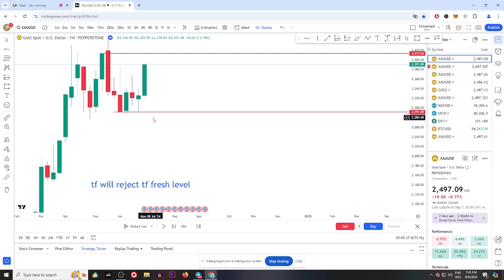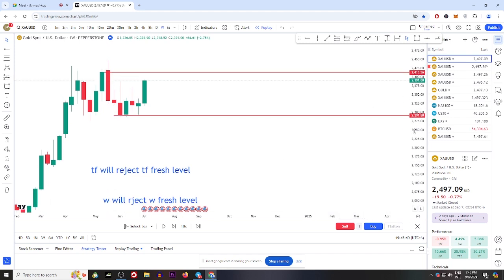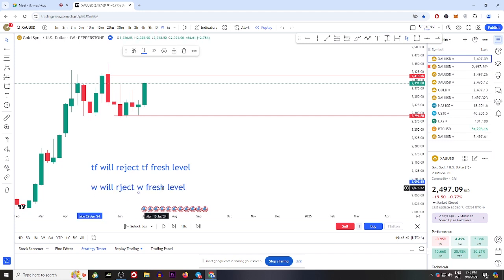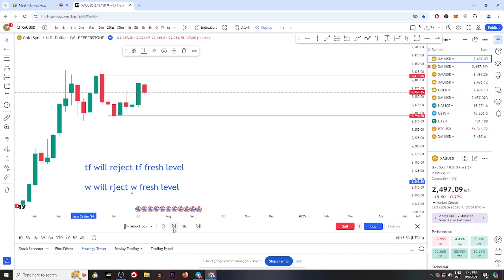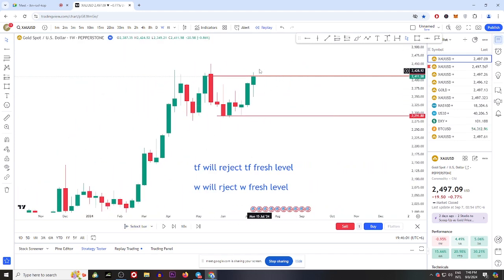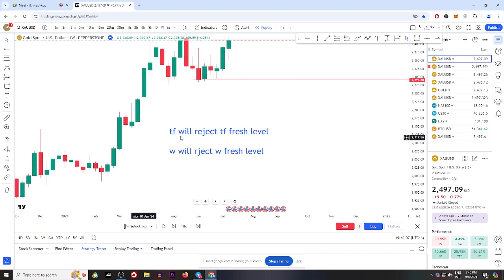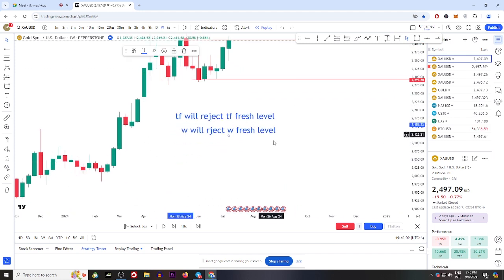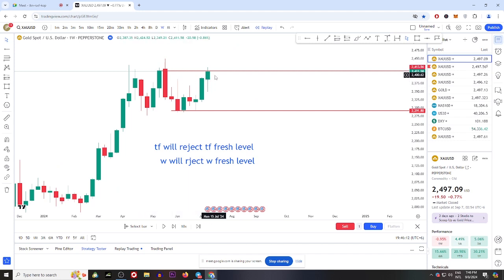Clear? Yes, sir. Now, what we say is that the time frame will reject the fresh level. As the market is nearest to this A level, we expect it should be rejected. Now if you see what happened, let me do it a little bit faster. We see this particular A level is rejected by this weekly candle. So our first rule is done: the time frame will reject your fresh level, which happened here. Weekly rejected the weekly fresh level.